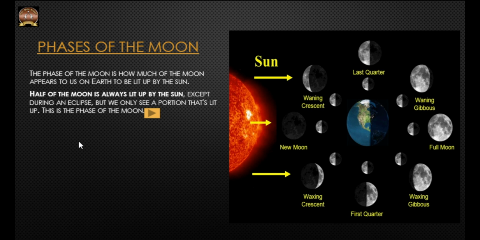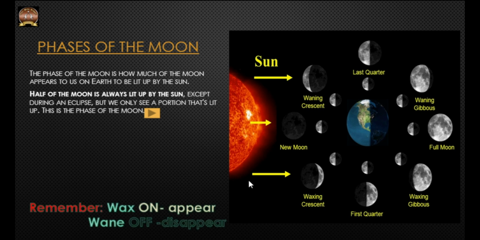The phases of the moon relate to the amount of light we see on the moon's surface as it orbits the earth. When the moon appears to be growing in illumination from new moon to the full moon, it is said to be waxing. So these are the waxing phases. When the cycle progresses from full moon to new moon and the moon's illumination seems to be decreasing, it is said to be waning. So these are the waning phases.